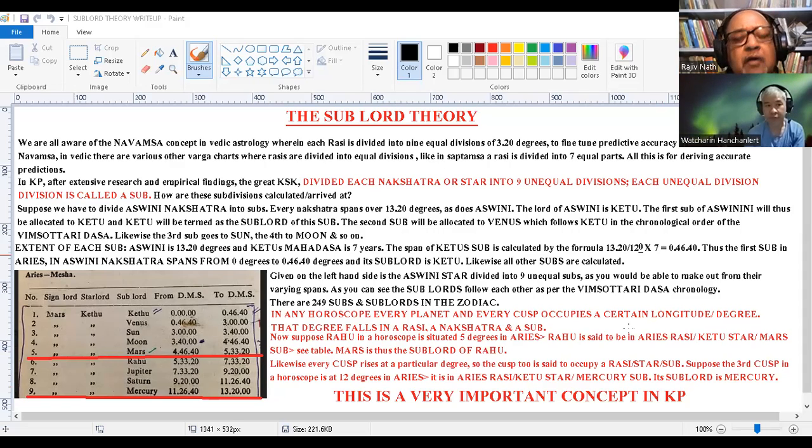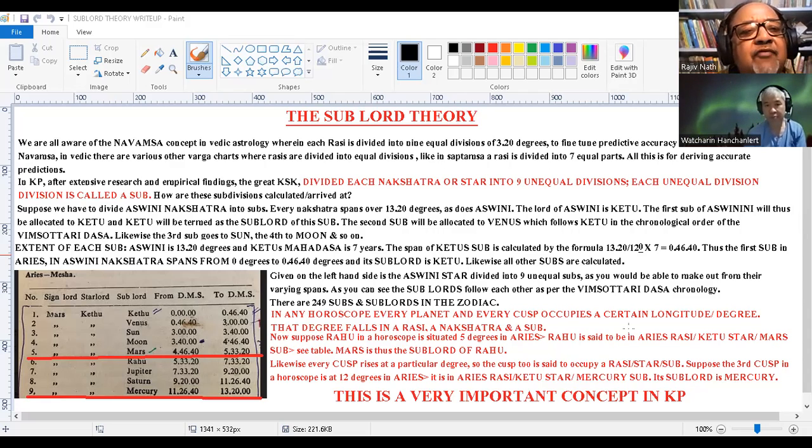We are all aware of the Navamsa theory. You remember the Navamsa in Vedic astrology? Each Rashi, that is each of the 12 zodiac signs, is divided into 9 equal parts of 3 degrees and 20 minutes, to fine-tune predictive accuracy and results. In Vedic astrology, we have the Navamsa, we have the Dashamsa. So we have 60 divisional charts, out of which Navamsa is supposed to be the most important.